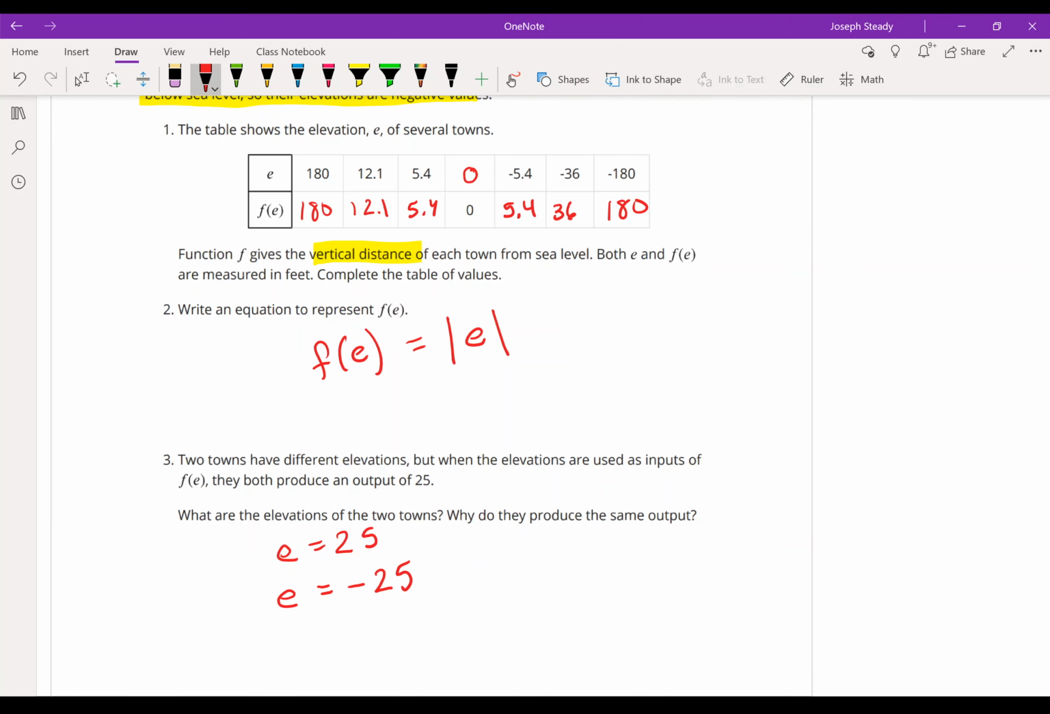Why do they both give the same output? Because both elevations are 25 feet away from sea level. It's just that one is up, one is down.